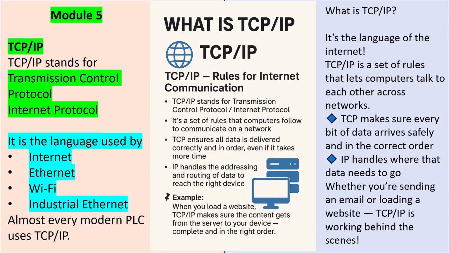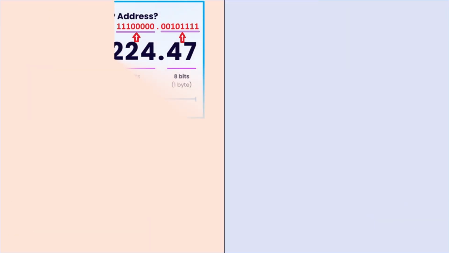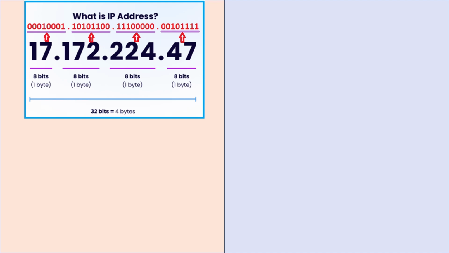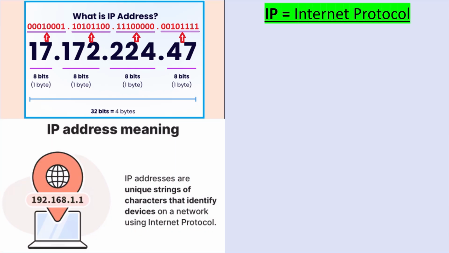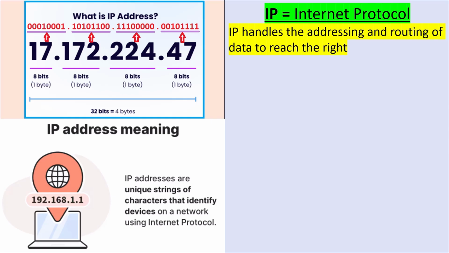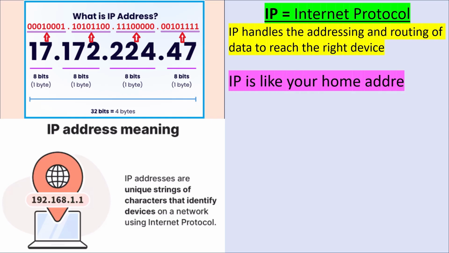What is an IP address? If you look at that big black number, that is an IP address, and above it you can see the red numbers with red arrows pointing to it. That is the binary value of each of those numbers in the IP address. IP is Internet Protocol. IP handles the addressing and routing of data to reach the right device. IP is like your home address. Every device receives an address.